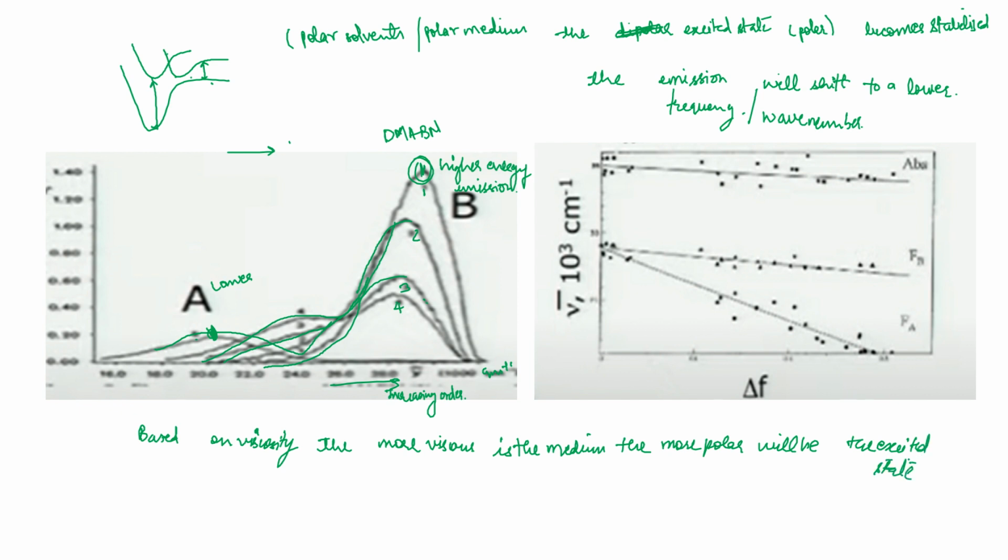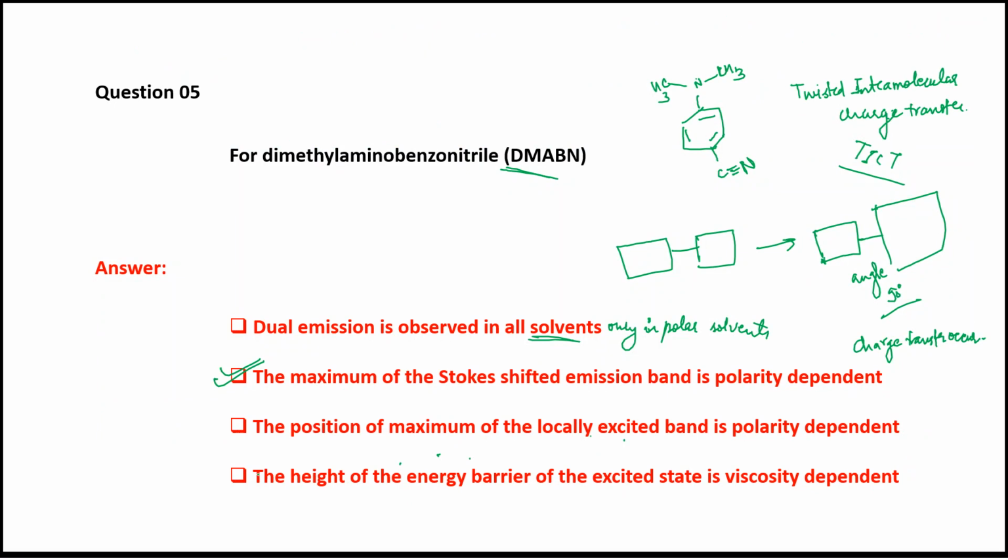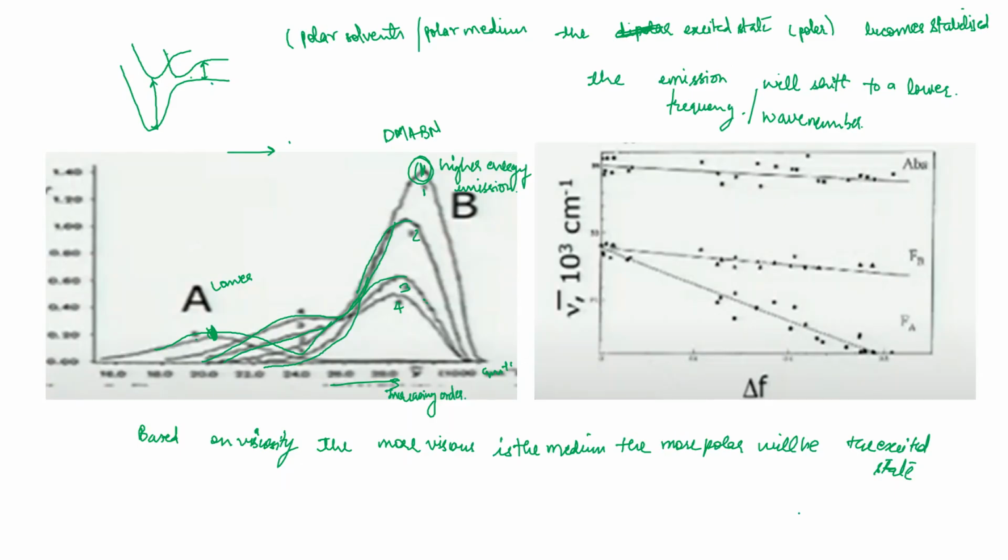So in a more viscous medium, you can say that the height of the energy barrier is also dependent on viscosity, and it reduces for a more viscous medium. Here in this graph, which I have also attached for your reference, this is the absorption of the system, and this is the emission for the two bands with the polarity in solvents Fa and Fb.